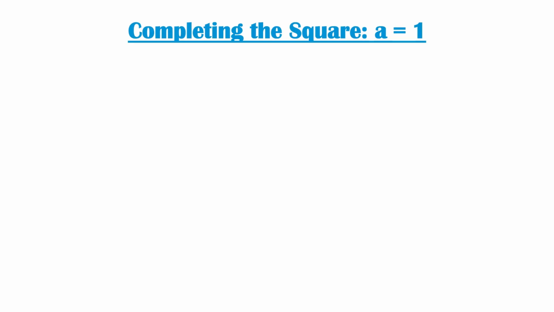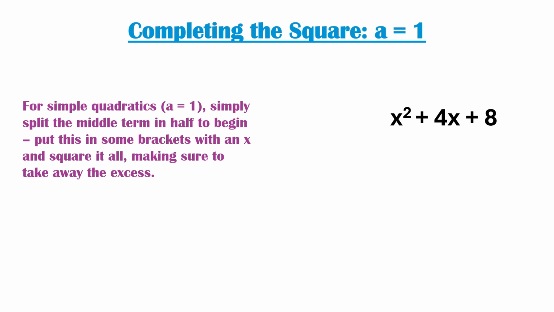Now, for simple quadratics where a is equal to 1, for those who don't know, a is the coefficient of x squared, such as x squared plus 4x plus 8, what you have to do first is take that middle term, but disregard the x term. You want to take the 4 in this case and split it in half. So half of 4 is 2.